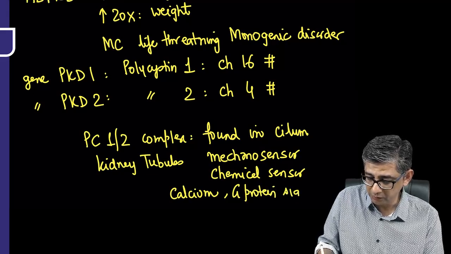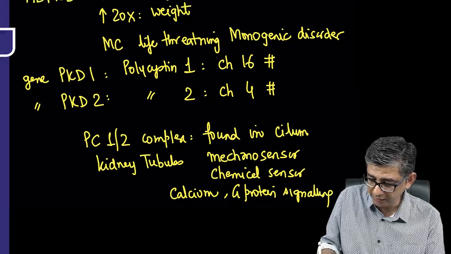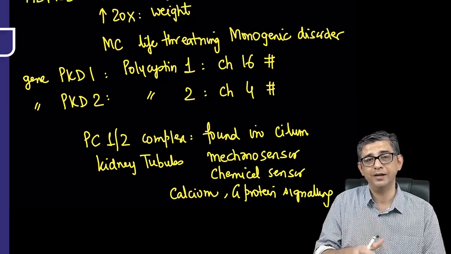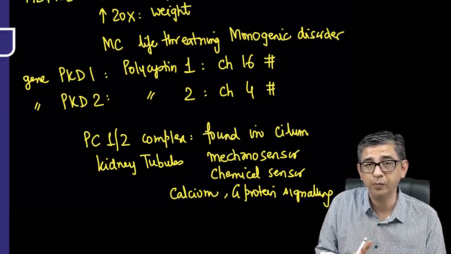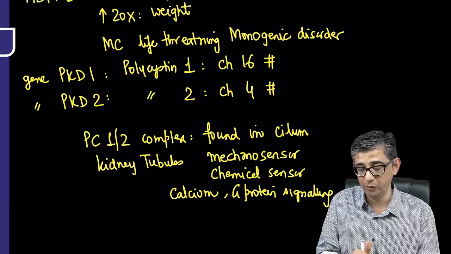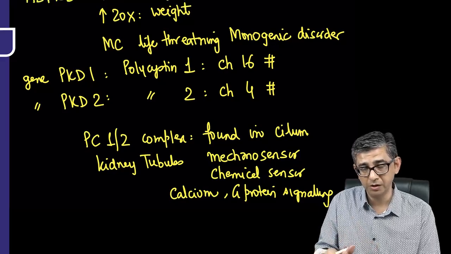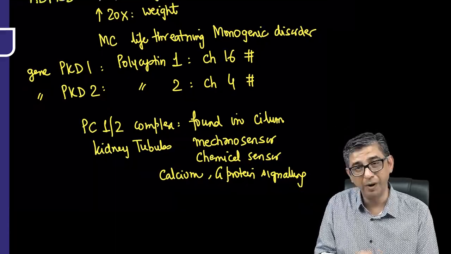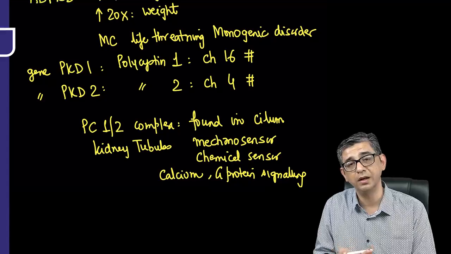Now, why this data is being told to you will become obvious in a few seconds from now. At the moment, I said this complex of polycystin 1 and polycystin 2 protein, which is found in the kidney tubules, serves four important functions. I'll name them once again: mechanosensor, chemical sensor, calcium balance in the body, and G protein signaling.